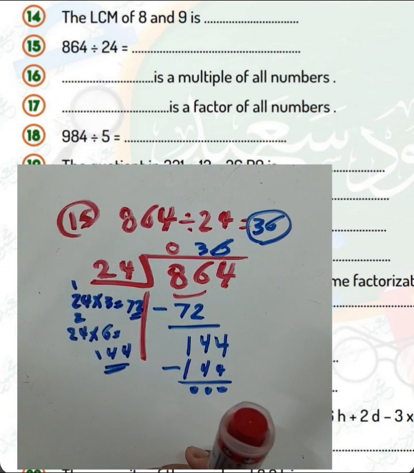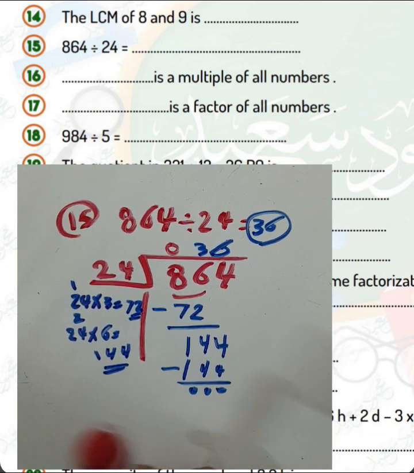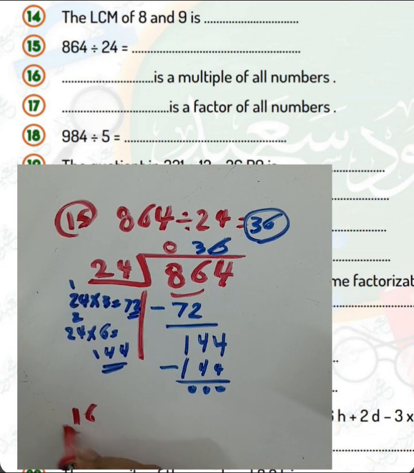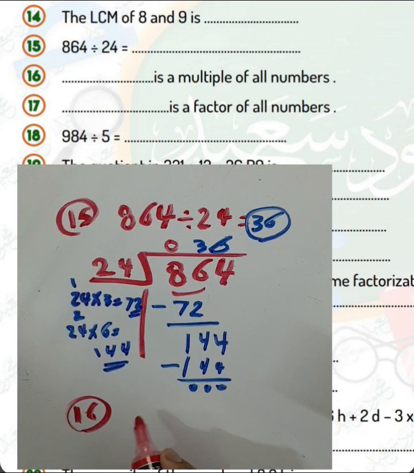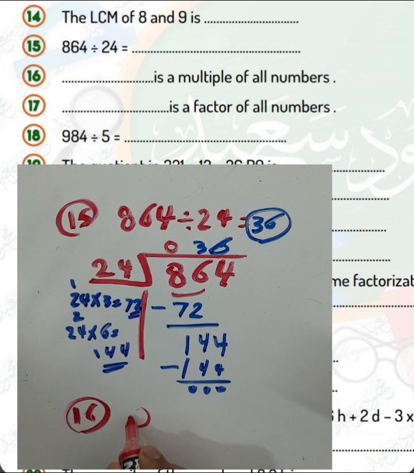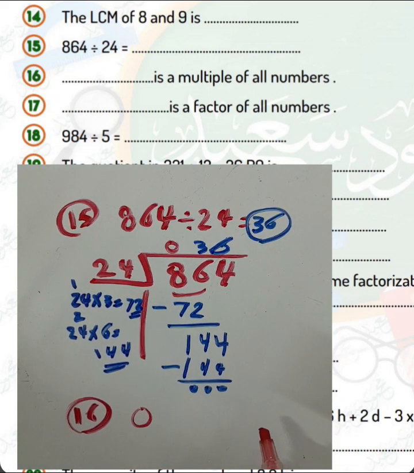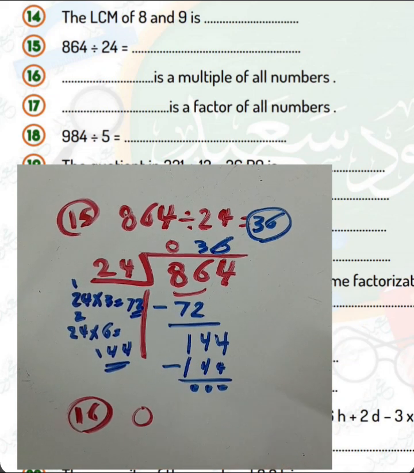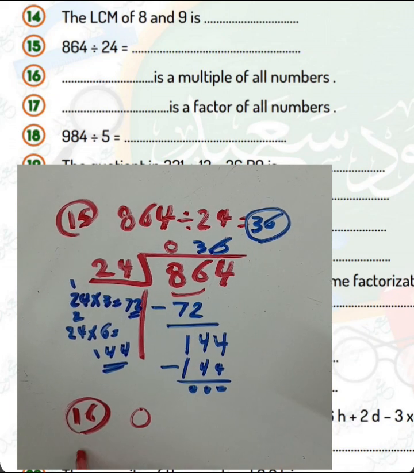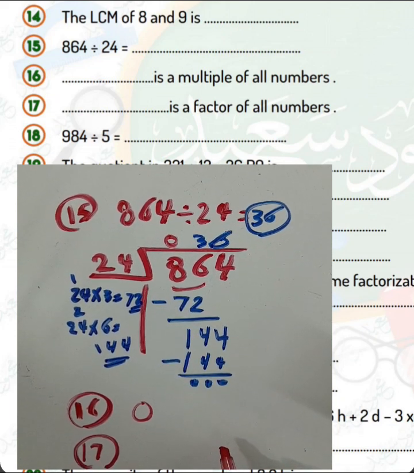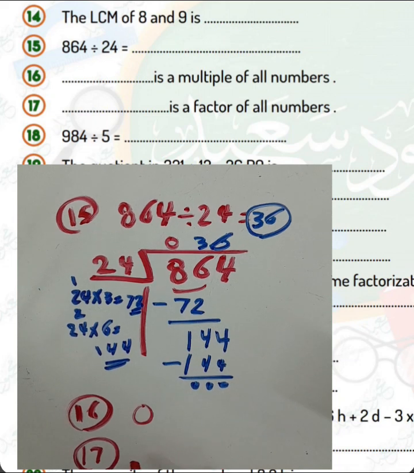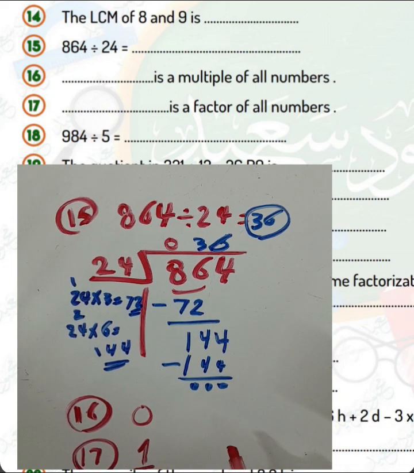Question 16. Space is a multiple of all numbers: 0, because 0 can be divided by any number other than itself, because 0 divided by 0 is undefined. Question 17. Space is a factor of all numbers, it will be 1. 1 is the factor of all numbers.